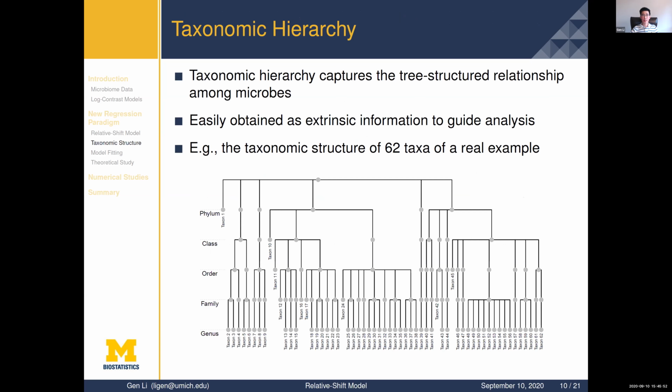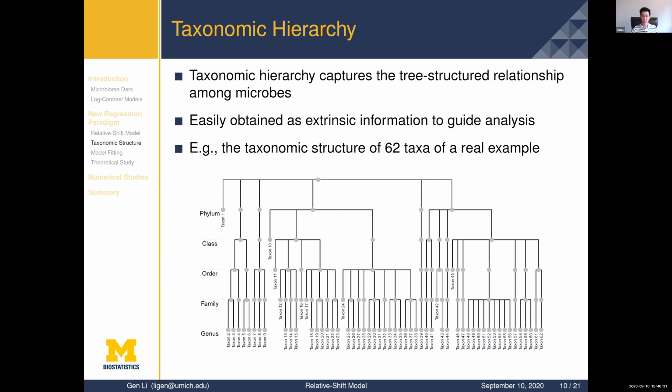So, talking about the taxonomic tree, this hierarchical structure is very easily obtained for microbiome data. It captures the tree structure relation between different variables or features in the microbiome data. For example, these figures show you the taxonomic tree of 62 taxa in our real data example. As you can see, most taxa are at the genus level, while some other taxa are obtained at the family, order, class, or phylum level. So this is what real data typically look like.